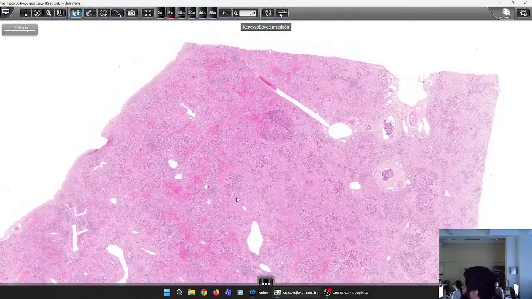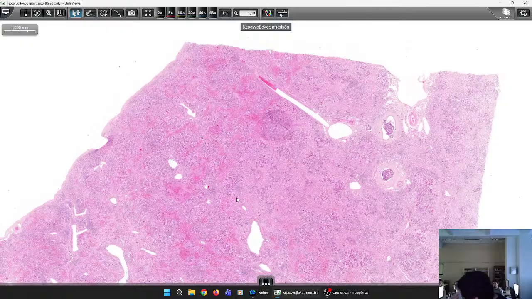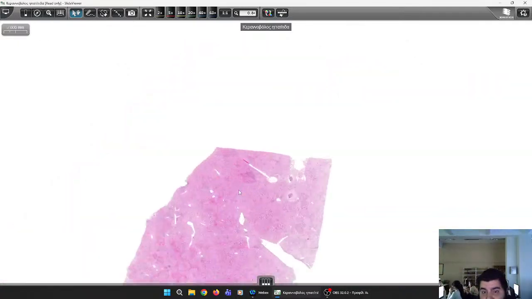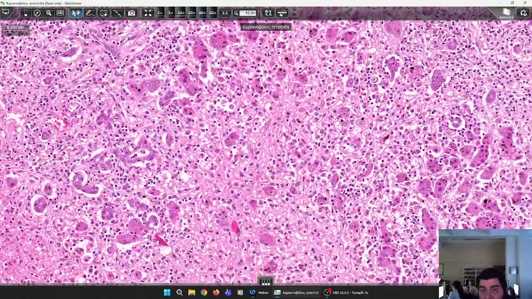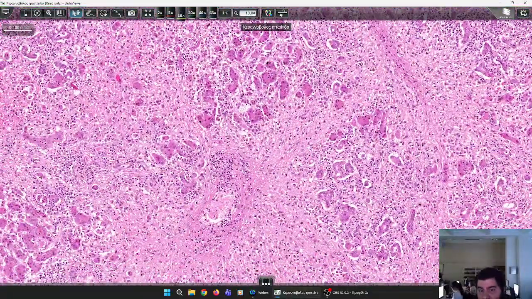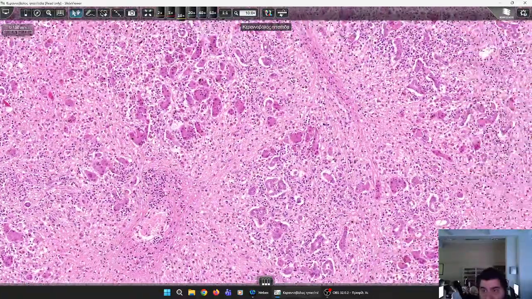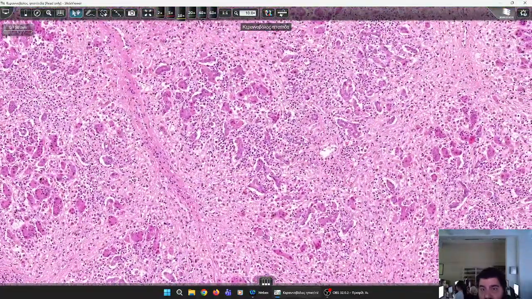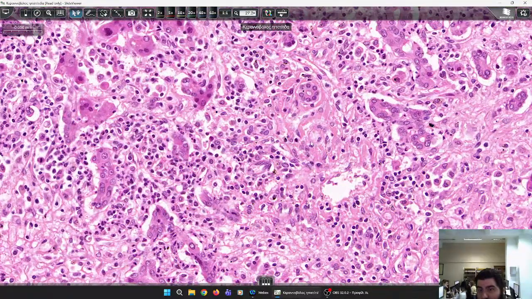Portal triad. Portal tracts, sorry. The portal tracts are very resistant. You can see that portal tracts are not affected by such situations. They remain in their places, and you can see that the portal tract here is almost normal. You can identify the bile duct, the portal artery, the vein, but all around the portal tract, there are no surviving hepatocytes except for these small islands here.